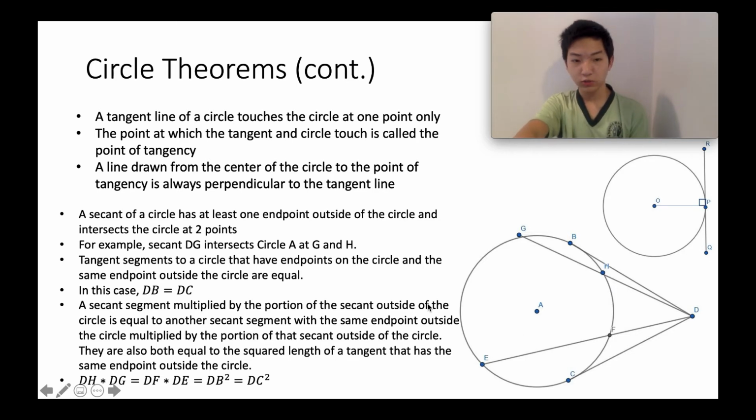Tangent segments to a circle that have endpoints on the circle and the same endpoint outside the circle are equal. So we see here that DB is a tangent segment. It touches the circle at one point only. And DC is also a tangent segment. It touches the circle at one point only, and if we drew a line from A to C, it would be perpendicular. So knowing this, we can say that DC is equal to DB.